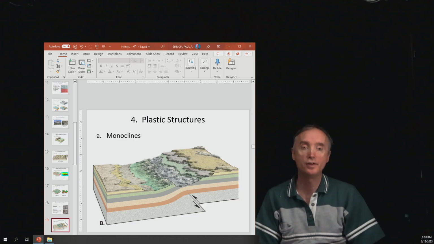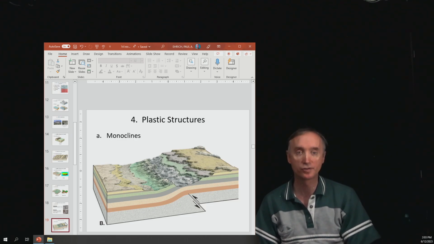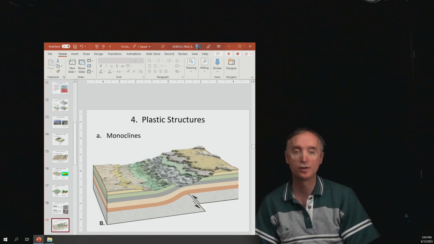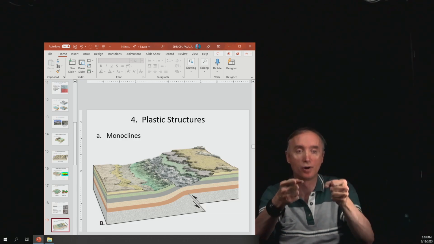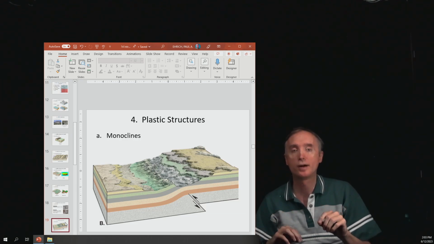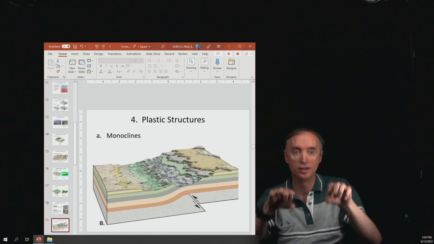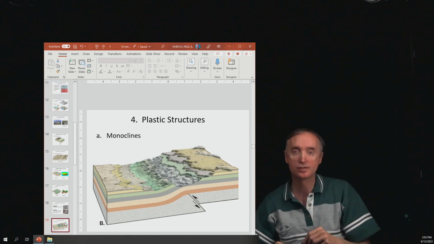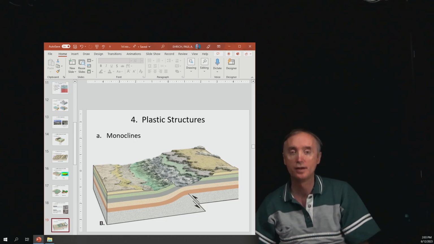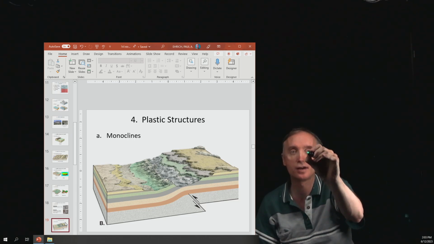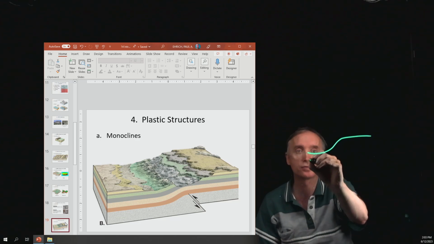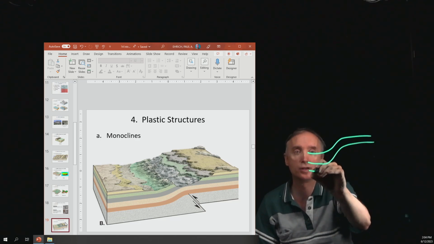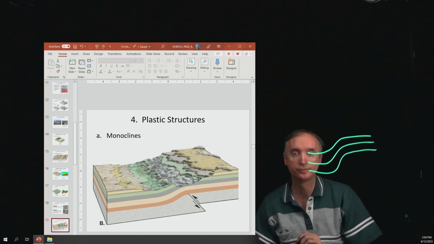Okay, so in our previous segment, we talked about the brittle structures. So what's going to happen when rocks break? Now we want to talk about the ductile structures, or the plastic structures, in which the rocks are going to be bent. So the first case is going to be called a monocline, and you can see that it's going to make kind of like a stair step. So it goes up like this. That's going to be called a monocline.